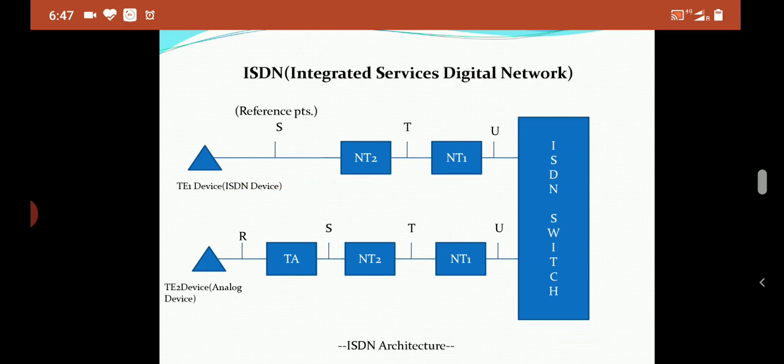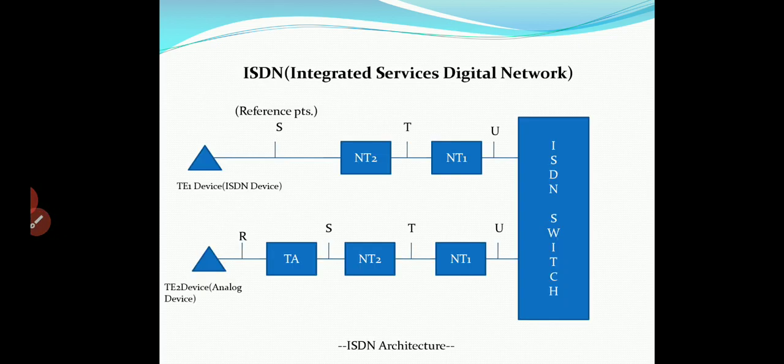Let's talk about the next point, that is, the different architecture devices: NT1, NT2, TE1, TE2, TA. These things we have discussed in the previous slides. Basically, NT1 is connectivity between what, NT2 is connectivity between what, and these are terminal equipment 1 and terminal equipment 2. TE2 is especially for analog devices, and this is the terminal adapter, and so on.